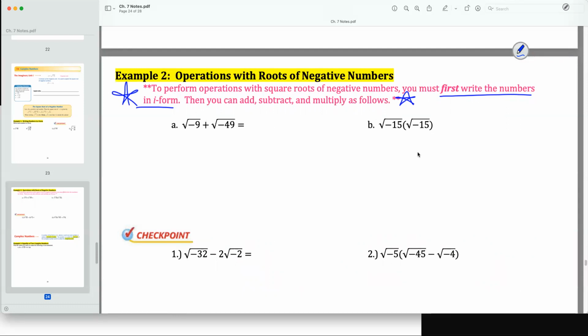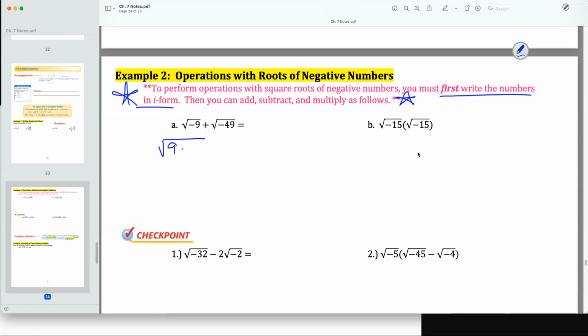So for the first one, I know that we're adding radicals. The same process still applies. We can't add radicals that don't have the same radicand, but looking at the radicands, they're negative. So we have to put them in I form first. The square root of -9 is the same thing as 3I. If you can see it and you don't need to show all the work, then just say that it's 3I. If you're like, wait, where did you get that from? Then take the time to do the steps until you can really see it.